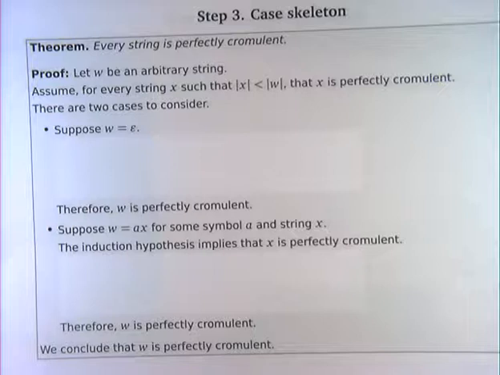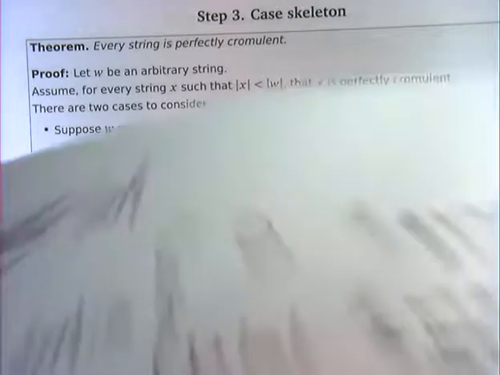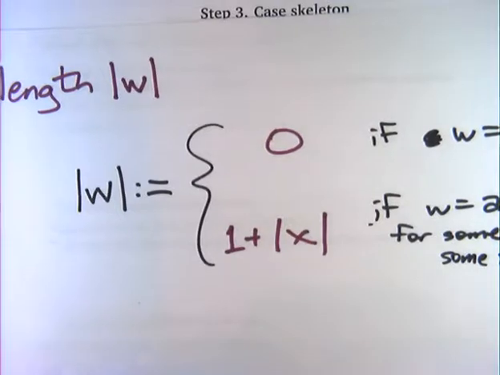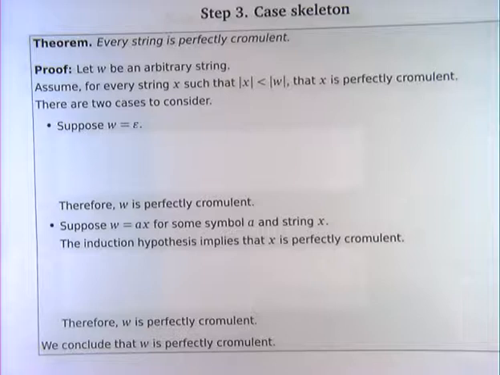And the second case is going to be, suppose W is not empty, then it's equal to AX for some symbol A and some string X. And at this point, I know that the induction hypothesis can tell me something about X, because X is shorter than W by the definition of length. And so I know at this point the induction hypothesis implies that X is perfectly cromulent. And again, at the bottom of case 2, I can write what case 2 is trying to prove.